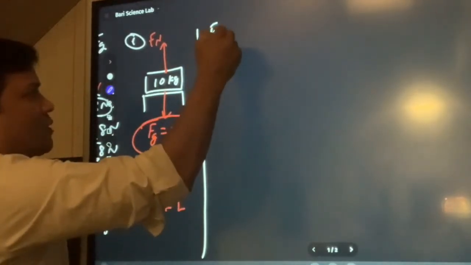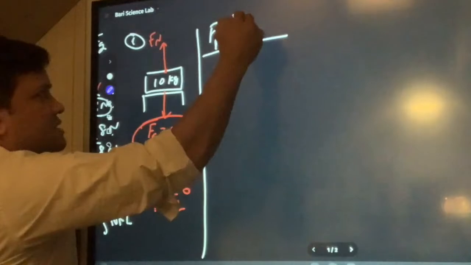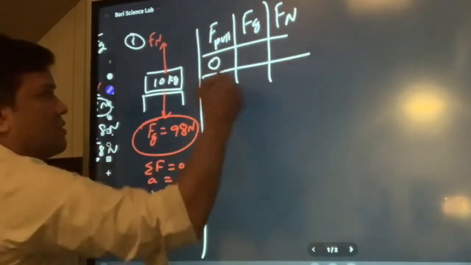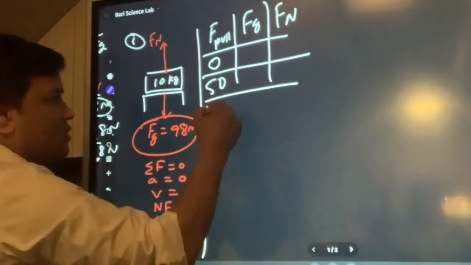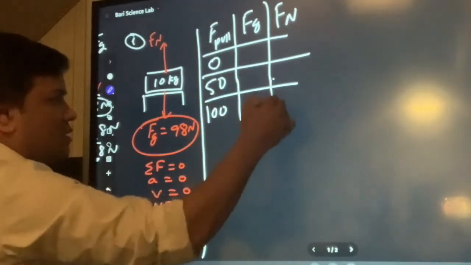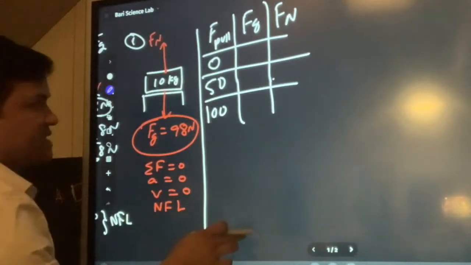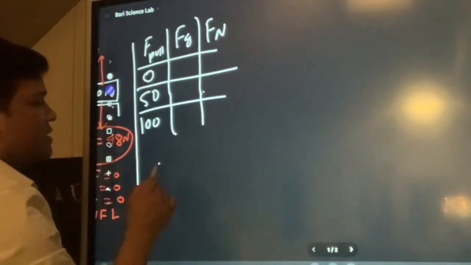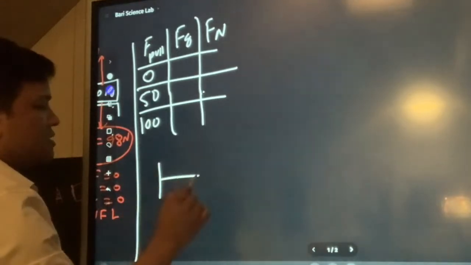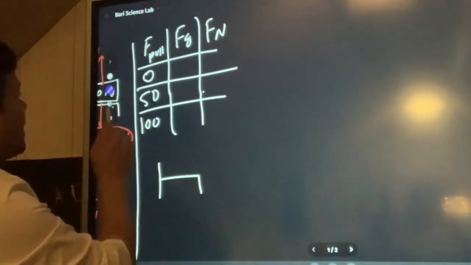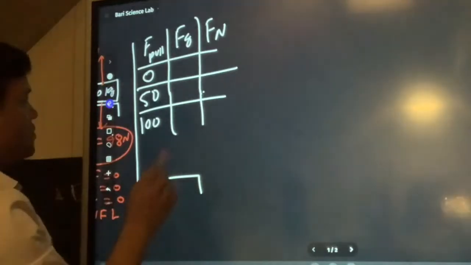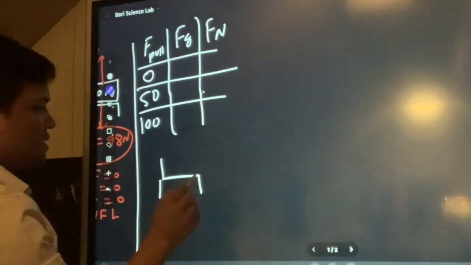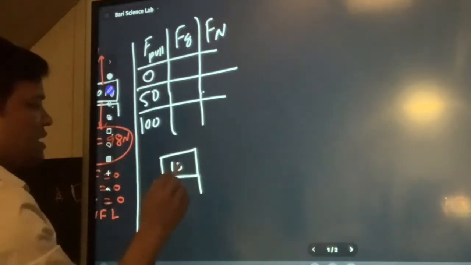So applied pull, let's say this is Fg and this is Fn. So we start with 0 and then 50 and then 100. So we have three extreme cases: small, medium and large. And let's start from here. So this is our towel, and let's put the box on the towel. Why not? Let's put the box on the towel, and the box is 10 kilograms.